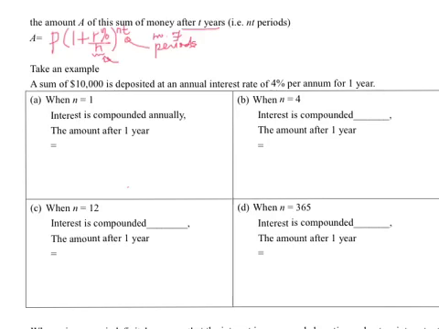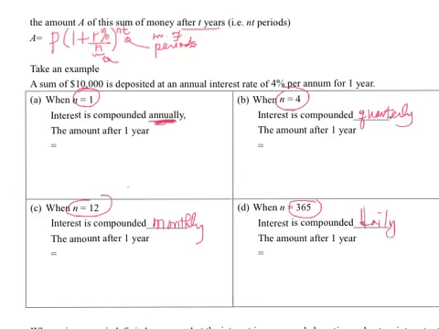The following is an example. Now please try to do it. The n is different: n equals 1, 4, 12, and 360. What does it mean? That means compounded annually, and then compounded quarterly, every 3 months. And then this is monthly, the bank gives you the interest monthly, and this one is daily. Okay, please try to do it.